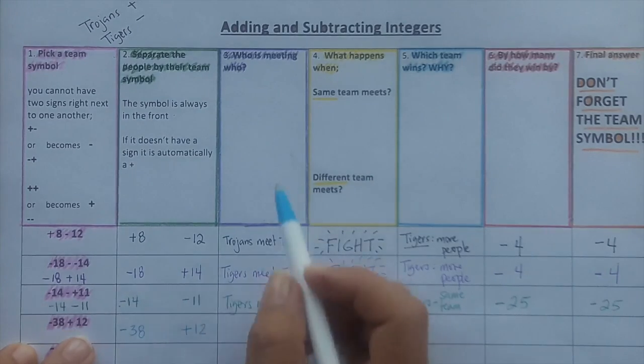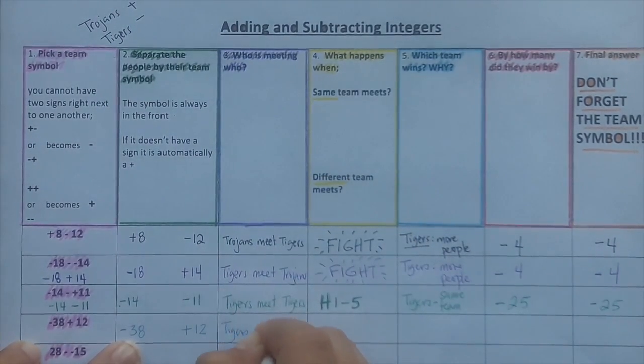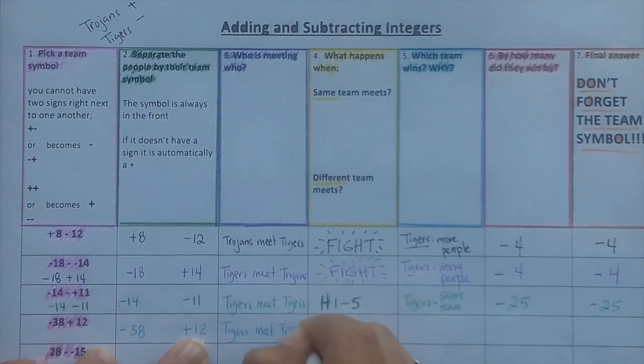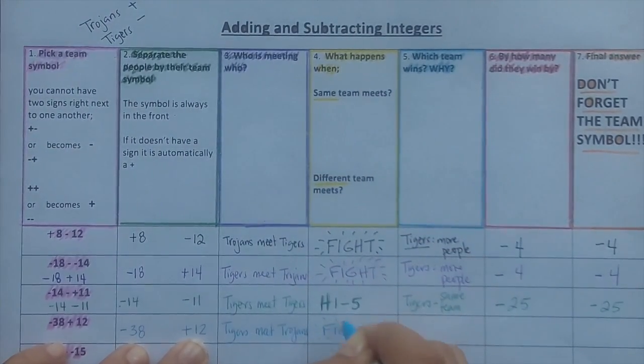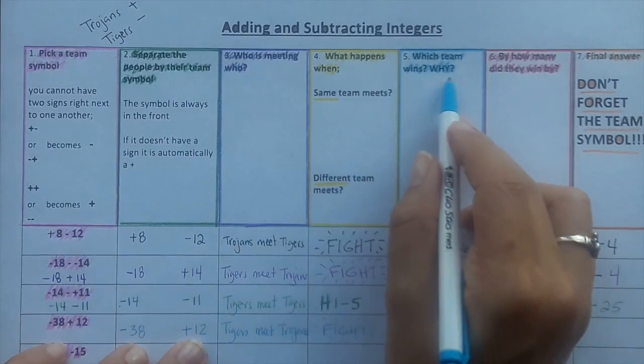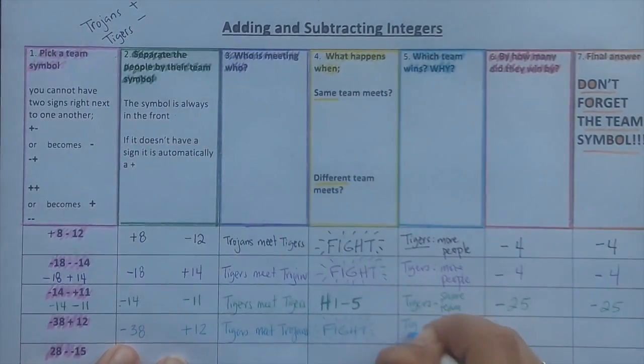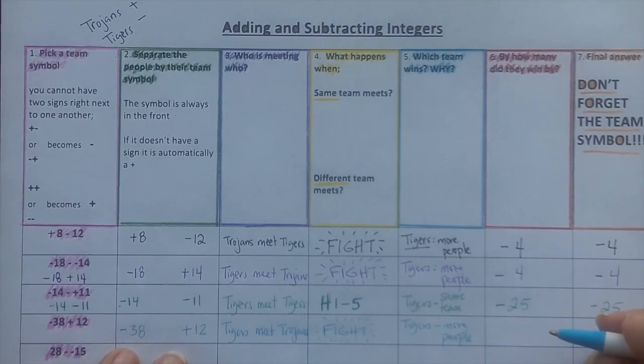Who meets who? That's Tigers meets Trojans. What happens when Tigers and Trojans meet? Because they're different teams, they're going to fight and kill each other. They're fighting. Who's going to win? The Tigers. Why do they win? Because they have more people. Whoever has the most people wins.